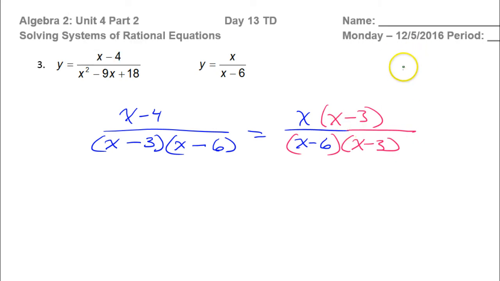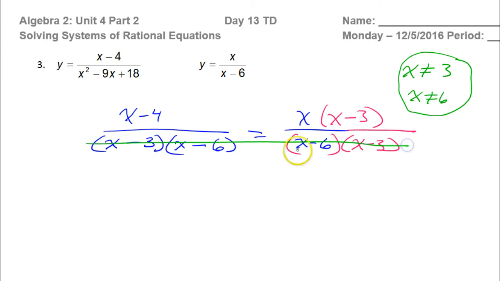However, let's take a moment and recognize the excluded values. Because of the x minus 3, x cannot equal 3. Because of the x minus 6, x cannot equal 6. So let's just make sure that none of our solutions turn out to be these. So now we can cancel out our like denominators.